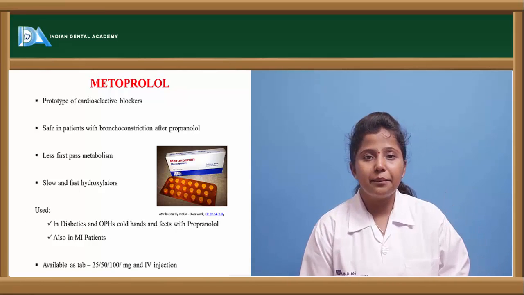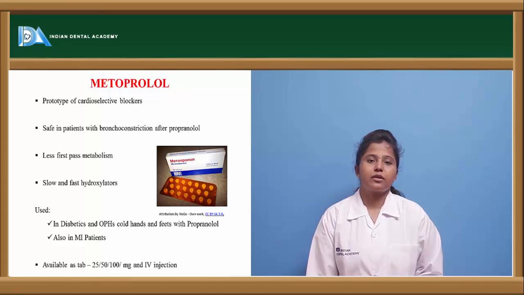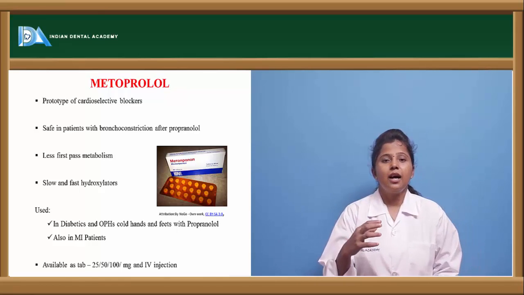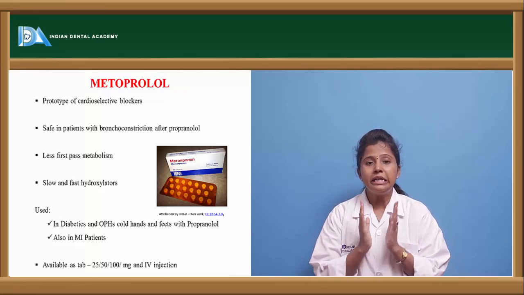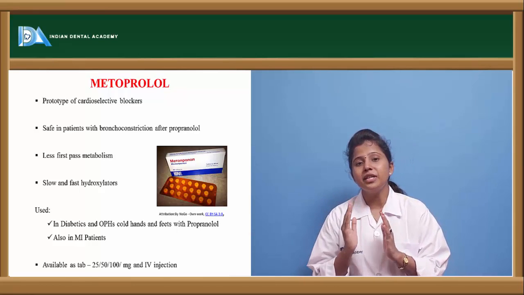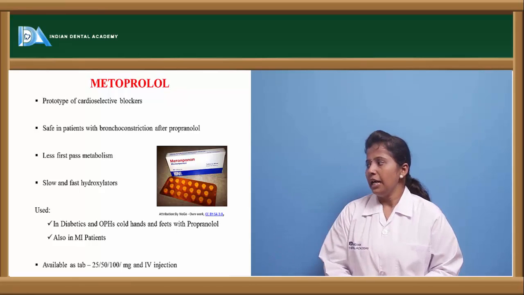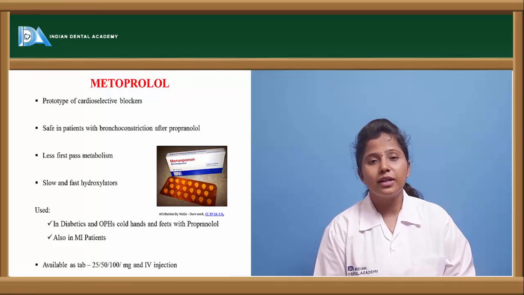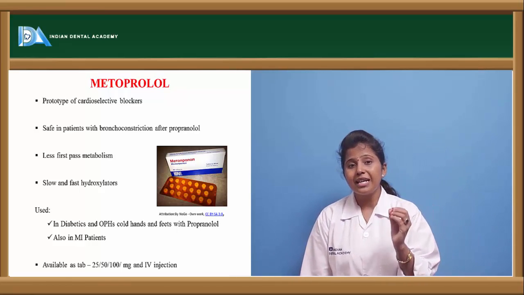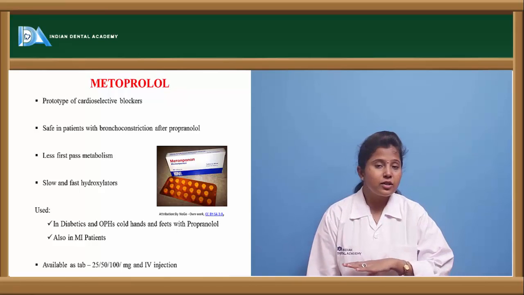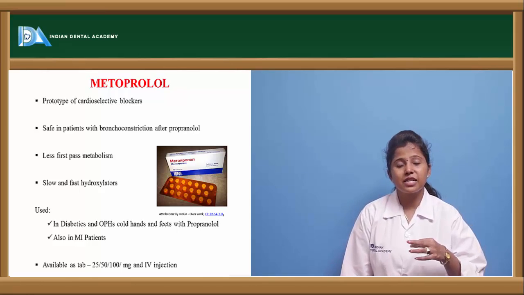The other drug is metoprolol. Metoprolol is a type of cardioselective drug. It is cardioselective in the sense that it shows greater affinity towards the beta receptors present in the cardiac system, and it is also safer to give to patients suffering from bronchoconstriction. This means metoprolol can be recommended in asthma because it does not cause bronchoconstriction, and it has less first pass metabolism.